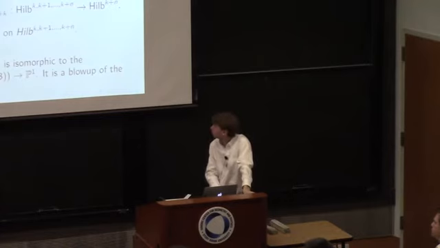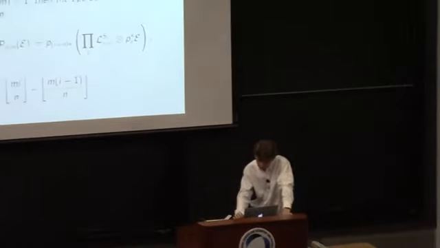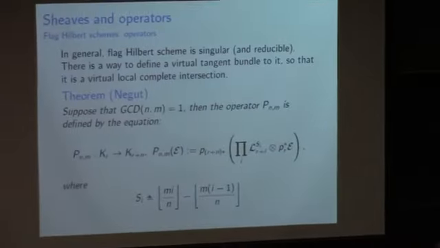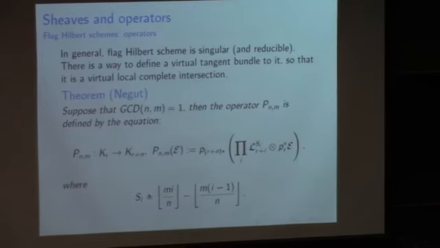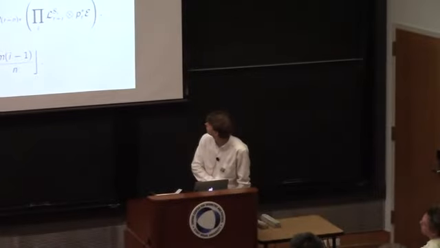And in general, unfortunately, it will still be singular, and it will still be not so good, but some properties, at least like we see in this example, are slightly better than for the partial Hilbert scheme. Okay, so that's what I just said, that the flag Hilbert scheme is singular, and actually it is reducible, so there are many components, and it's not so easy to describe all these components. But there is a way to define a virtual tangent bundle to it, and actually there are 2 equivalent ways to do this.